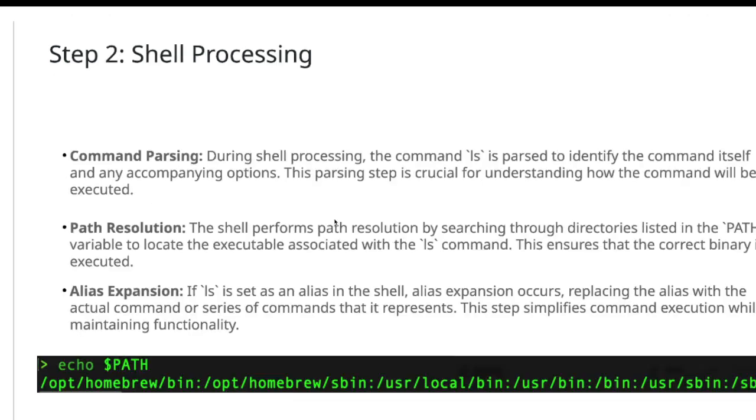Step 2. Shell processing. The shell recognizes ls as the command to list directory contents. The shell looks for ls in the system directory specified in the PATH environment variable. This is similar to searching through a set of folders in a file cabinet, where each folder is labeled with a different system utility. If ls has been previously set up with an alias in the shell configuration, like you might nickname a friend for ease, the shell expands it to its actual command form.